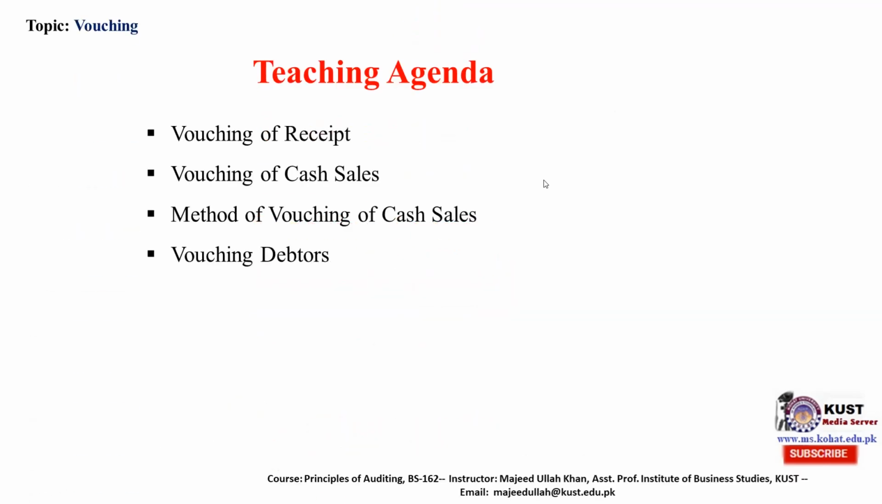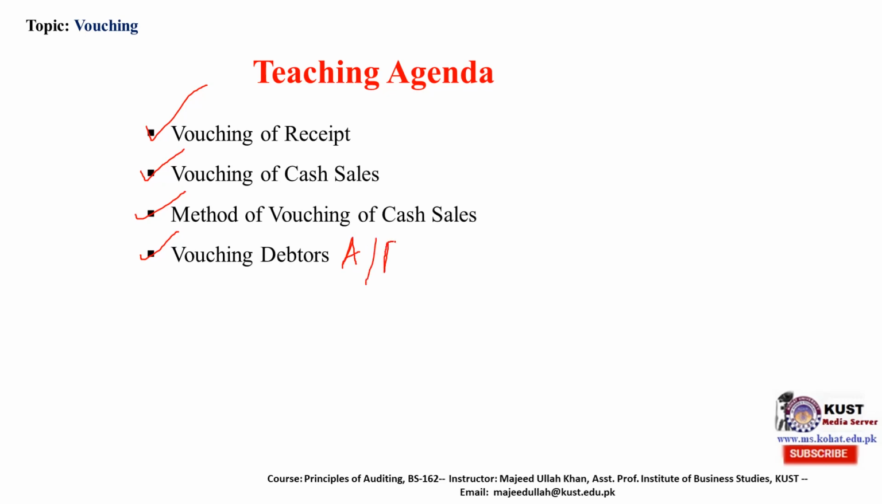First of all, I would discuss the teaching agenda. Vouching of receipts, that means the receipt side of the cash book, what has been received by the company. Vouching of cash sales, that is again cash received from the customer. Method of vouching of cash sale, vouching debtors. Debtors means credit sales. In other words, it is called accounts receivable in American terms.